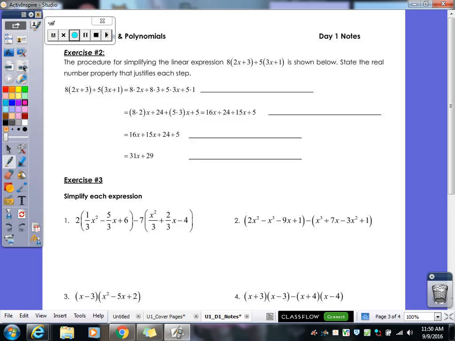So now we have the procedure for simplifying a linear expression shown below. State the number properties that justify each step. So we have to remember our number properties. Those are your commutative, associative, distributive, identity, all those wonderful properties. So they went from the left side over here to the right side of the equal sign. What did they do? They distributed. So we used our distributive property.